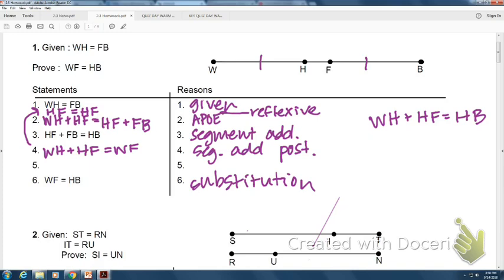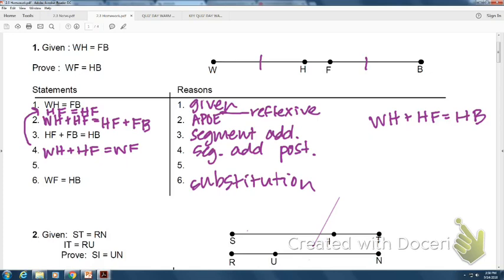Okay, so what do you think the most common mistake or most left off piece is on this proof? The reflexive, okay? And granted, if you forgot it, it's only like 2 points, let's say, but that's also an easy 2 points not to forget.